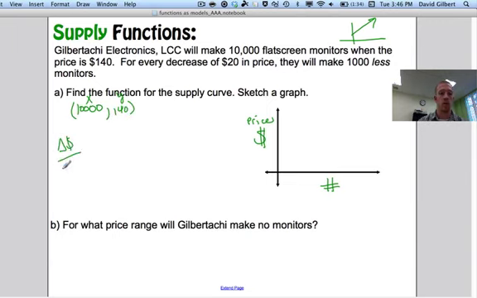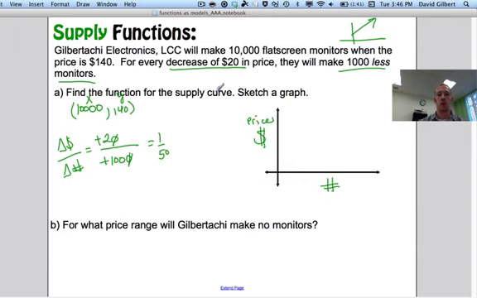Change in price over change in number. So a decrease of $20 is a negative 20 change in price. They will make 1,000 less monitors, so 1,000 less is down 1,000 in number. So this is our slope. If we reduce that, we get a negative over a negative, which is positive. So it's like 20 over 1,000, the same as 2 over 100. That reduces to 1 over 50. So that's our slope. So find the function for the curve.